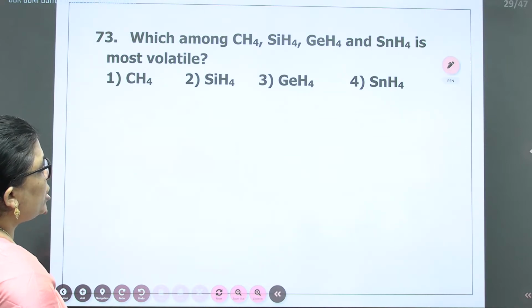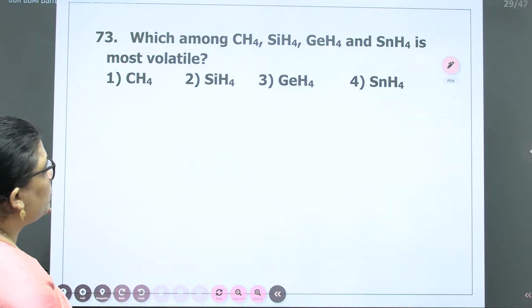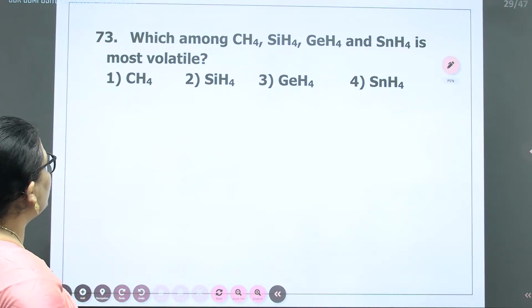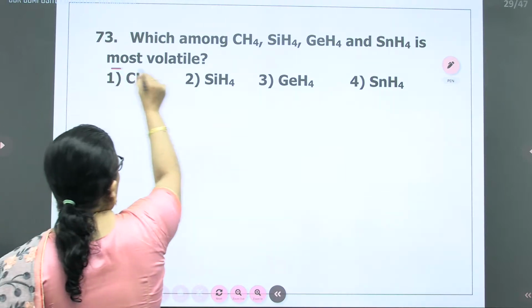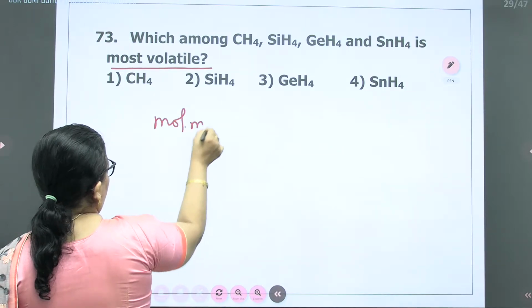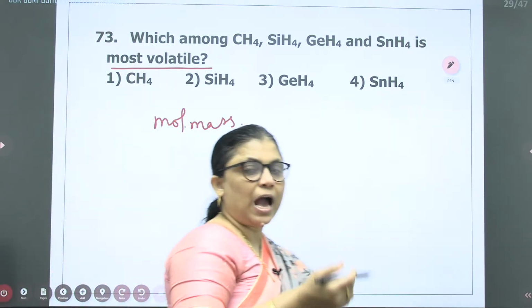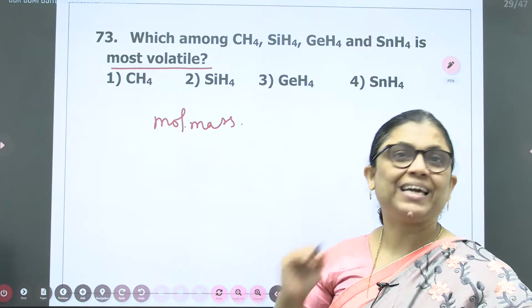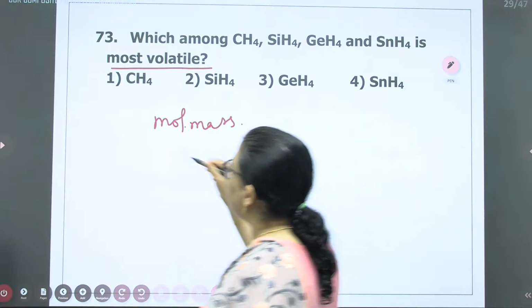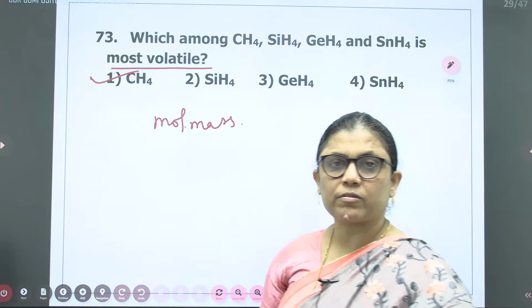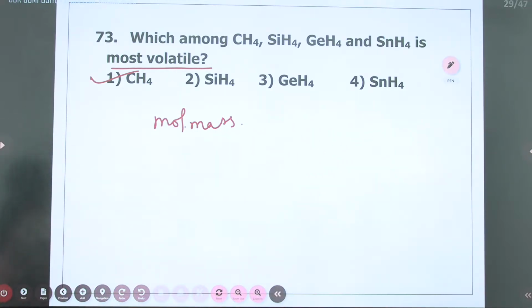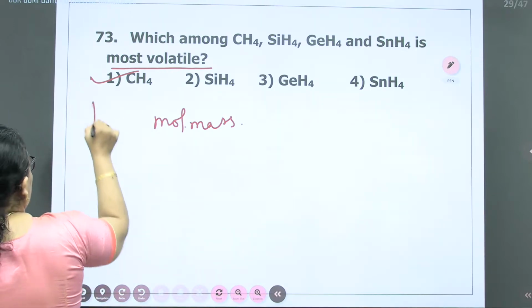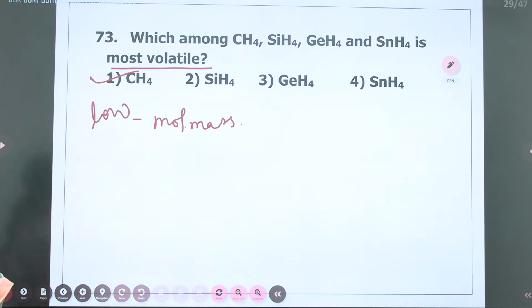Question number 73. Which among the following, like methane, then silane, silicon tetrahydride, then germanium hydride, is the most volatile? We know very well that volatile nature depends upon molecular mass. As the molecular mass increases, the volatile nature decreases. Therefore, amongst all these, the lowest molecular mass is methane. Question number 73, the correct answer is the first one, based upon molecular mass, and methane has low molecular mass as compared to the second, third, and fourth options.